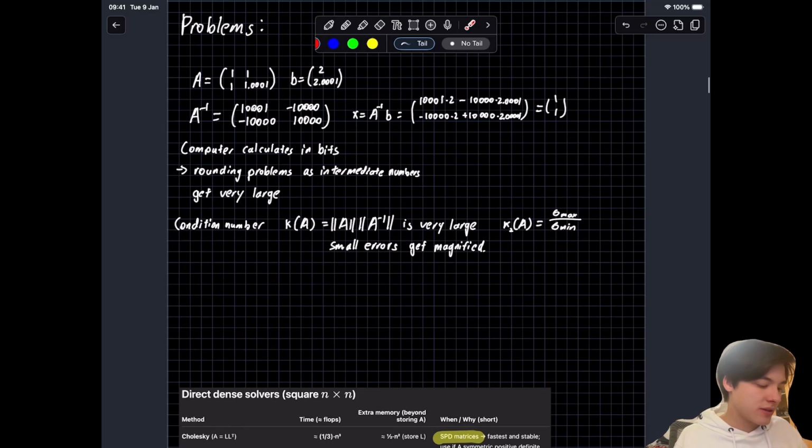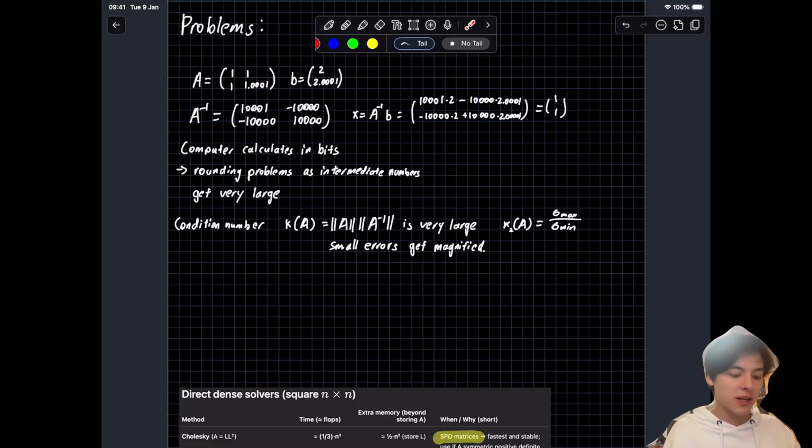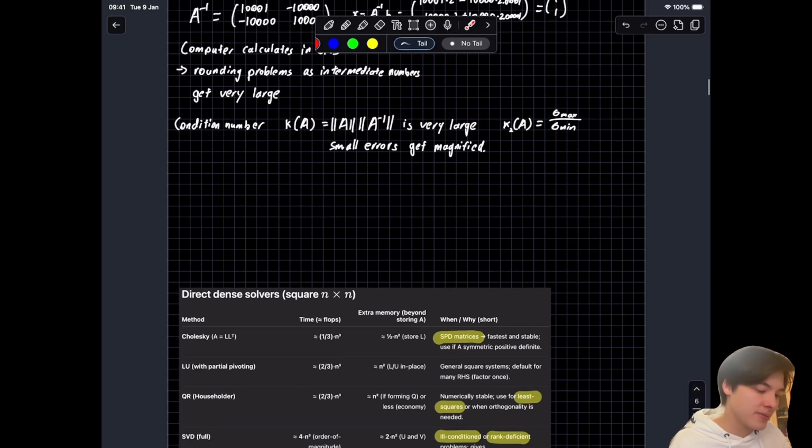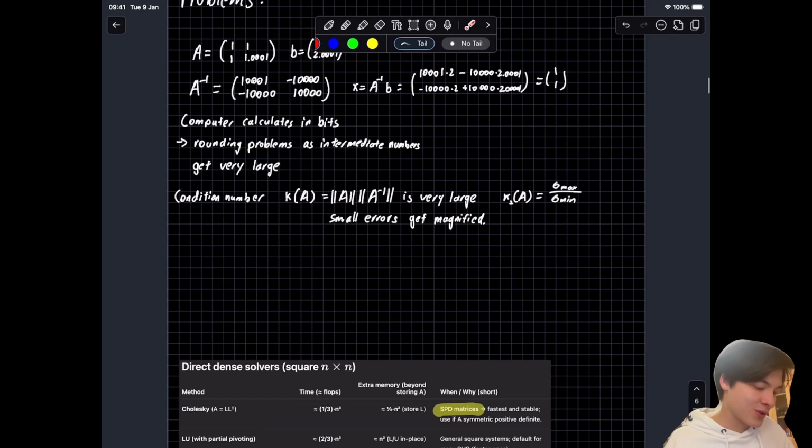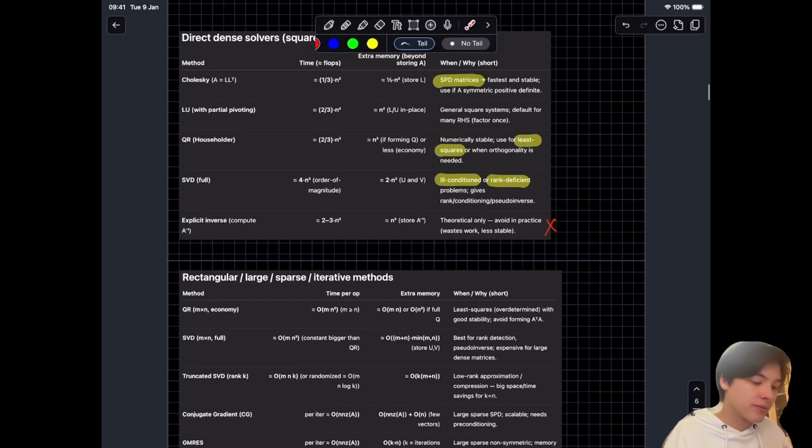And this is because of this condition number, which is very large, these two. And yeah, this kappa can also be approximated by the maximum singular value divided by the minimum. So yeah, small errors get magnified. So for this one, it's like this times this. And usually you just want to keep it at 1, or just one of them if possible.